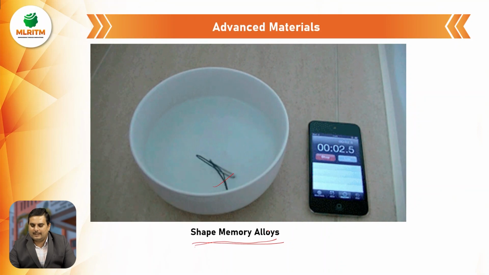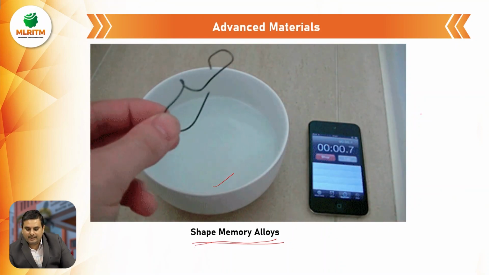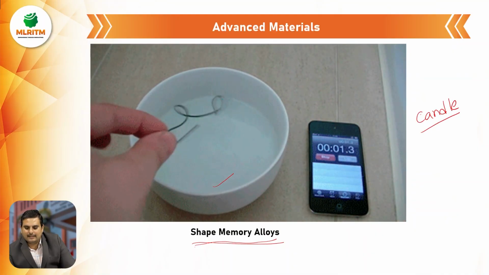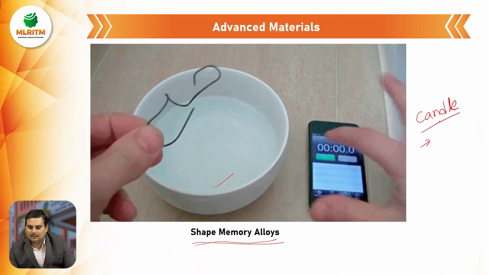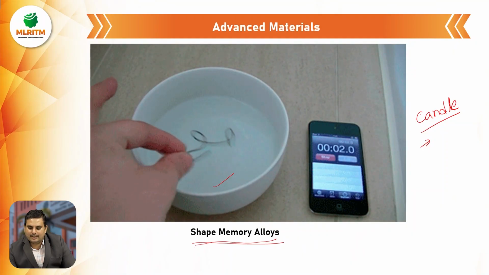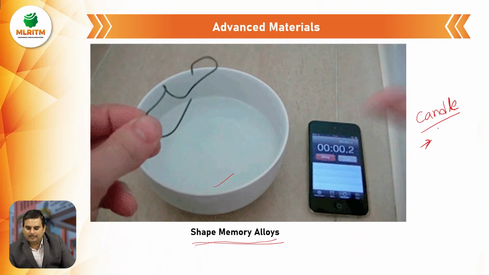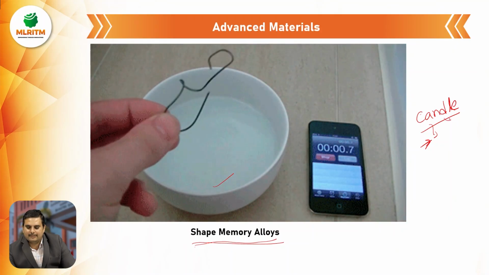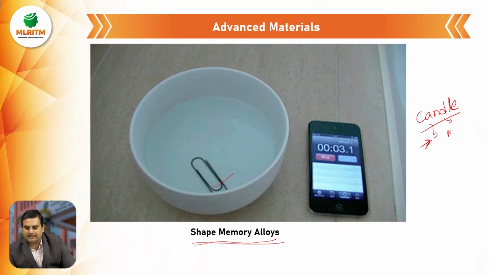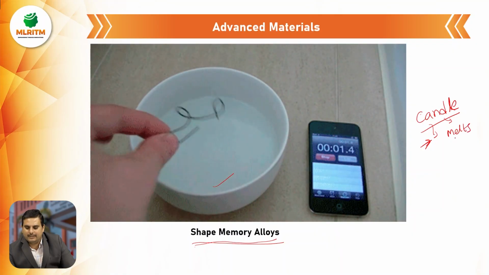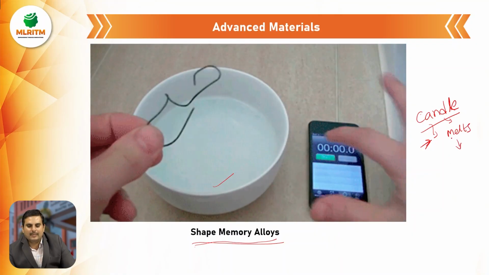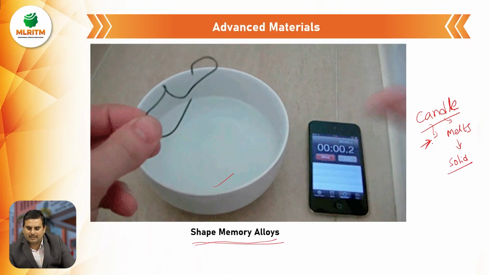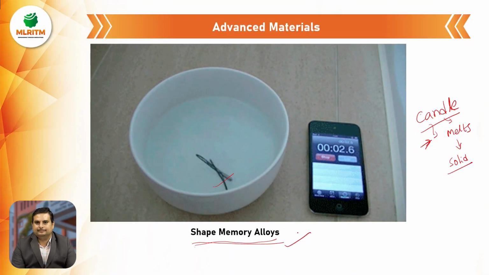In general, for example, we use a candle. Yes or no? See here, when we use this candle, the candle is a material. When we light this candle, it melts. Now when you leave it again, it comes back to its original shape, a solid shape again. This is nothing but shape memory alloy.